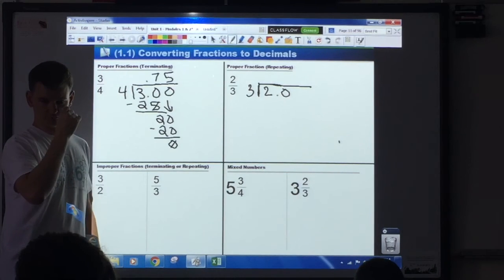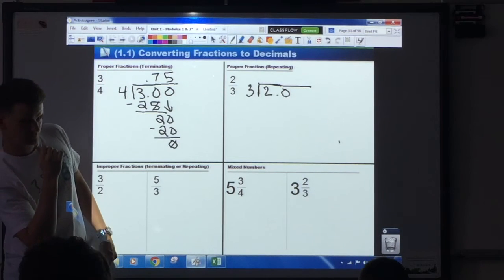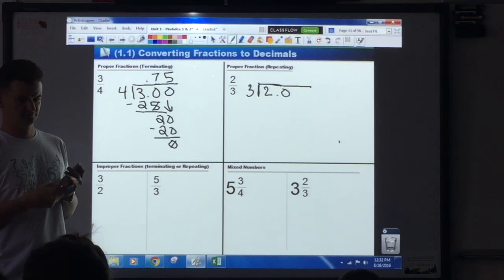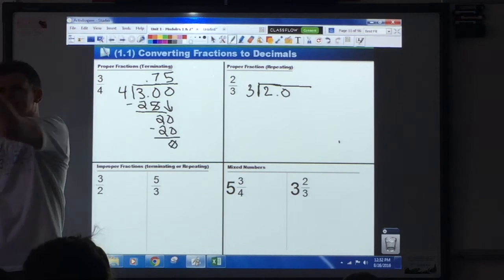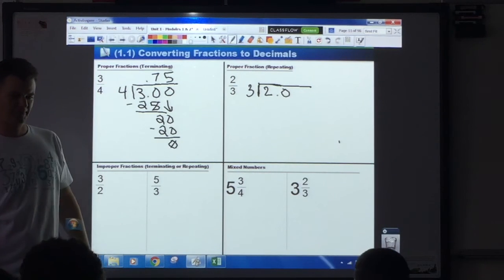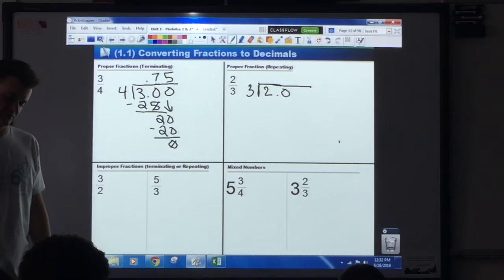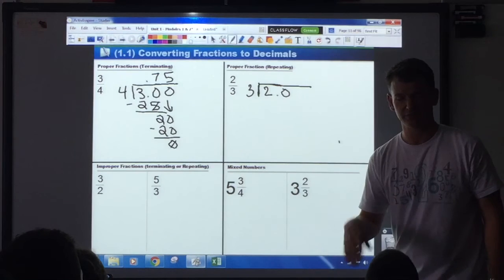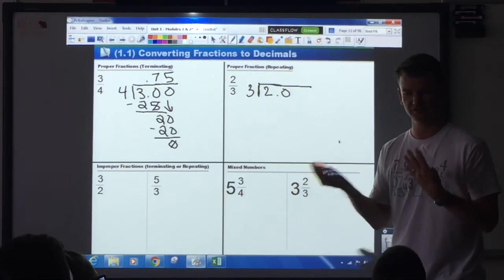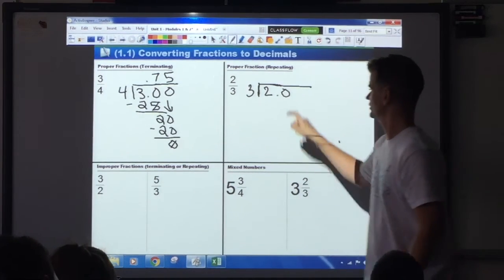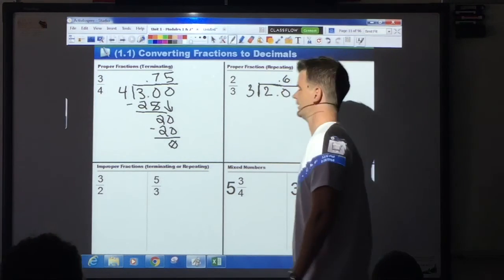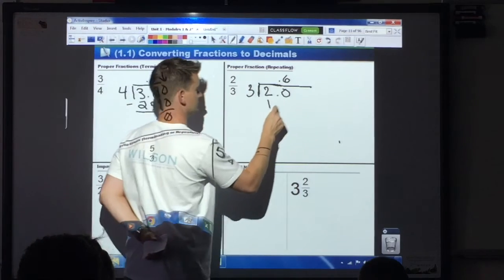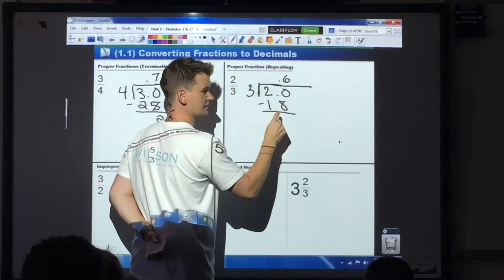How many times can 3 go into 20? 3 times 1 is 3, 3 times 2 is 6, 3 times 3 is 9, 3 times 4 is 12, 3 times 5 is 15, 3 times 6 is 18, 3 times 7 is 21. So, 6 or 7? 6, because 7 is too much. So it's 6. We instantly bring our decimal up. What is 6 times 3? 18. So we'll do 18. 20 minus 18 is 2.